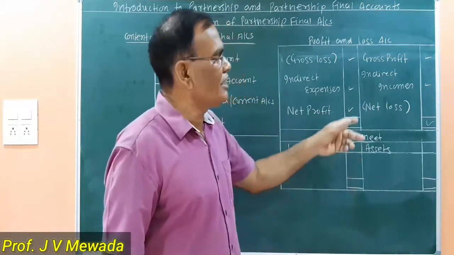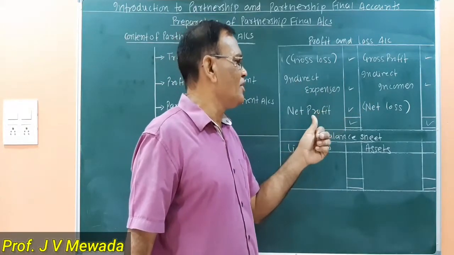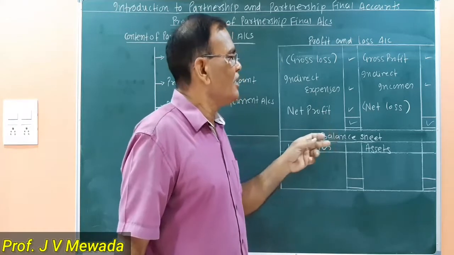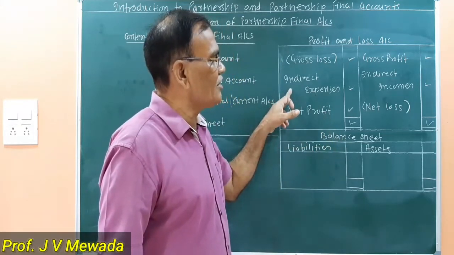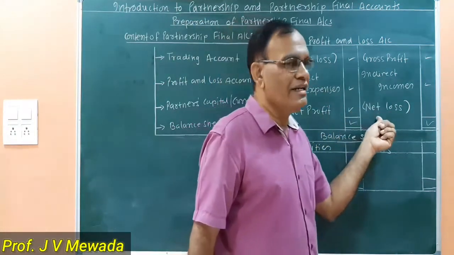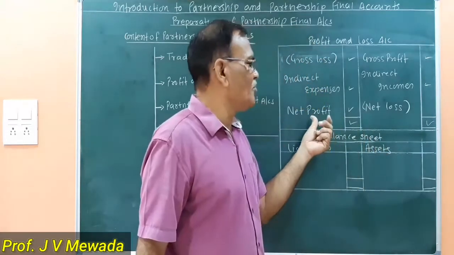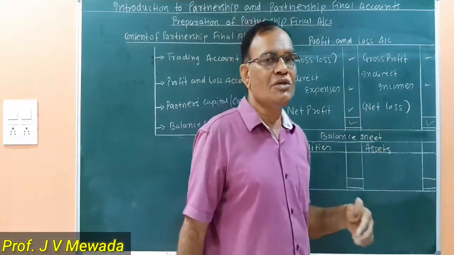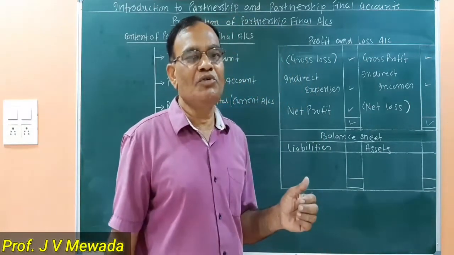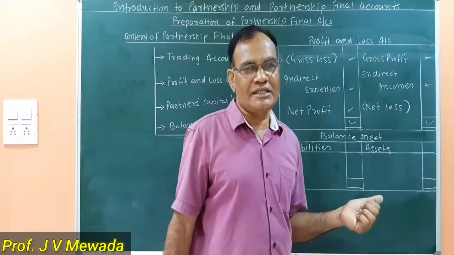Now, if the indirect incomes are more than indirect expenses, then the difference appears on the debit side, which is known as net profit. And if the indirect expenses are more than indirect incomes, then the difference appears on the credit side, and that difference is known as a net loss. Whatever is the net profit or net loss, that is distributed between the partners in the profit sharing ratio, and it is transferred to partners' capital or current account, whatever may be the case.